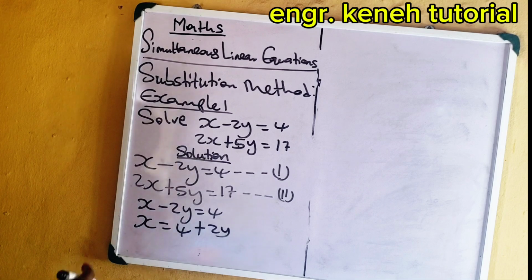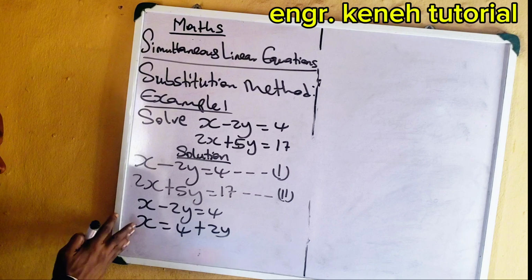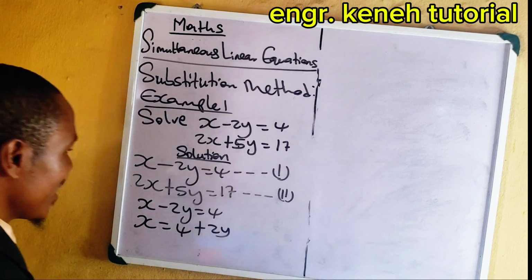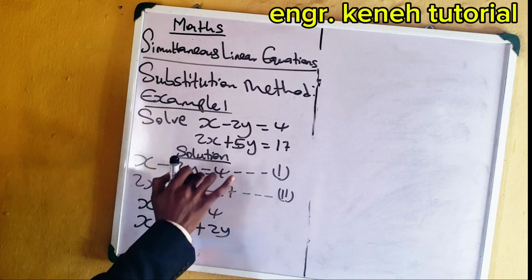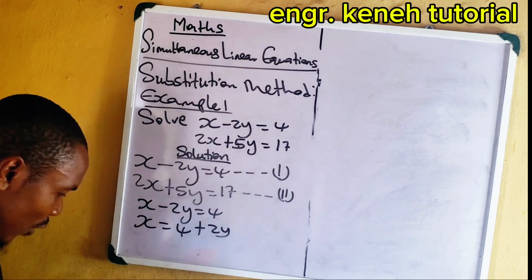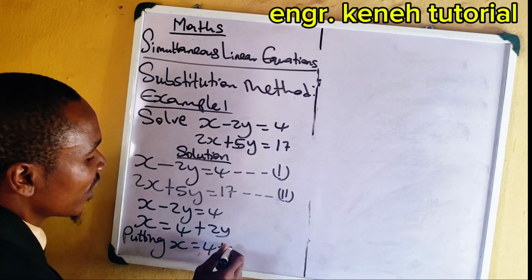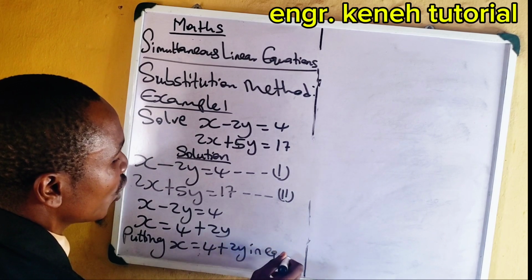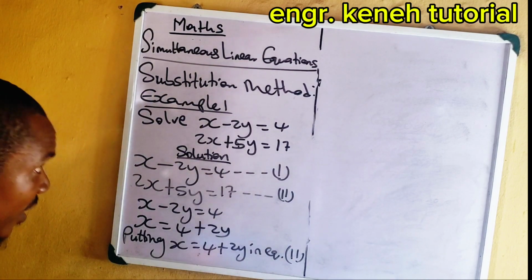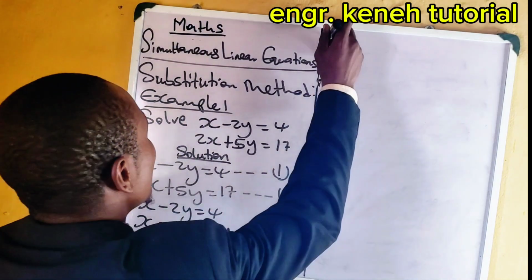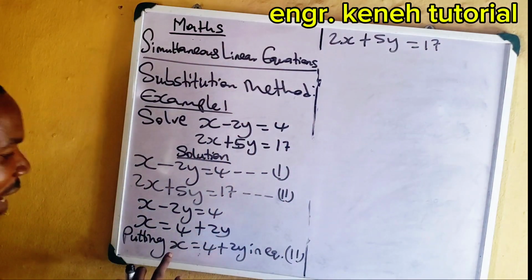Can you see that? All right, now I have made x the subject of the formula. Why? Because I have made x alone on the left hand side and every other thing on the right hand side. So I will now substitute the value of x in the second equation, not in equation 1, because I used equation 1 to make the subject of the formula. So I will write, put x equals 4 plus 2y in equation 2. Can you see that? There's not much space here. Let me continue over here. Equation 2 is this one, which says 2x plus 5y equals 17. So anywhere I see x, I will call it this.